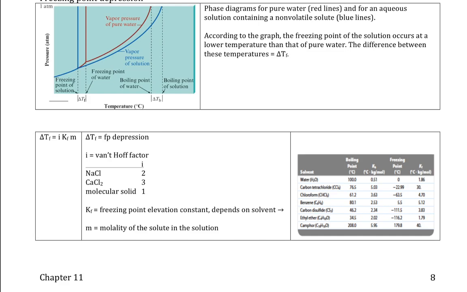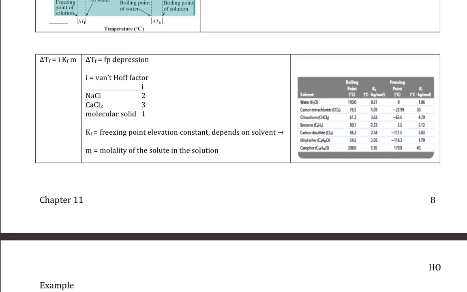So kind of like the boiling point elevation, we have a very similar equation. Delta T sub F equals I, K sub F, M. So delta T sub F is the freezing point depression. I is that same Van't Hoff factor. K sub F is the freezing point depression constant. It's given in the last column of that table and depends on the solvent. M is again the molality of the solute.